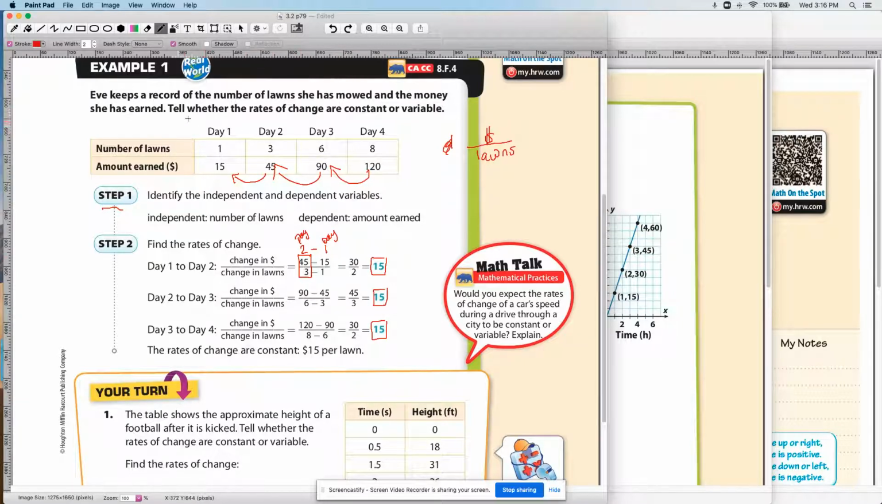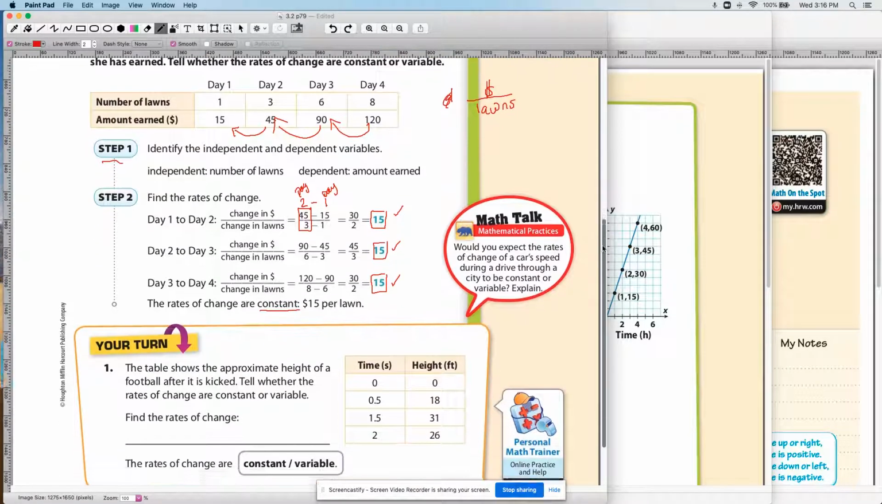So they ask us, is the rate of change constant or variable? It is constant. Every time it was the same rate of change, which is 15. So it is a constant rate of change. It's as simple as that.